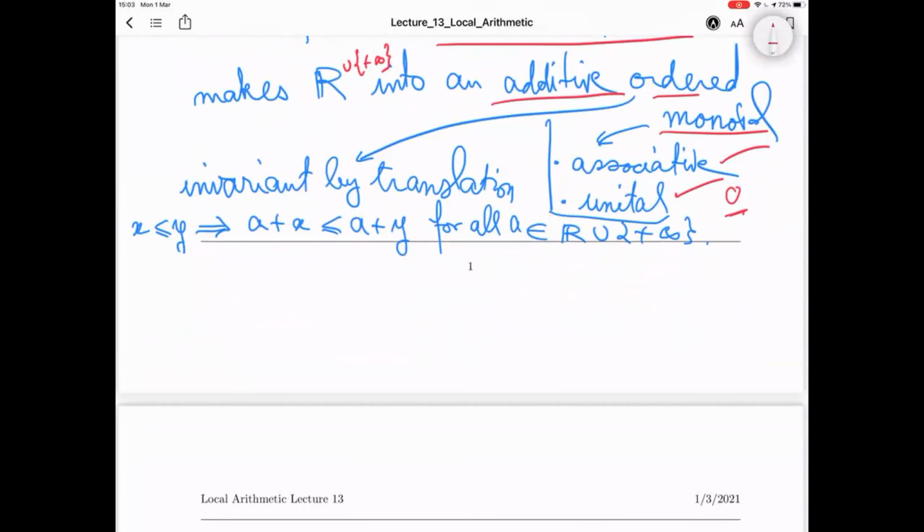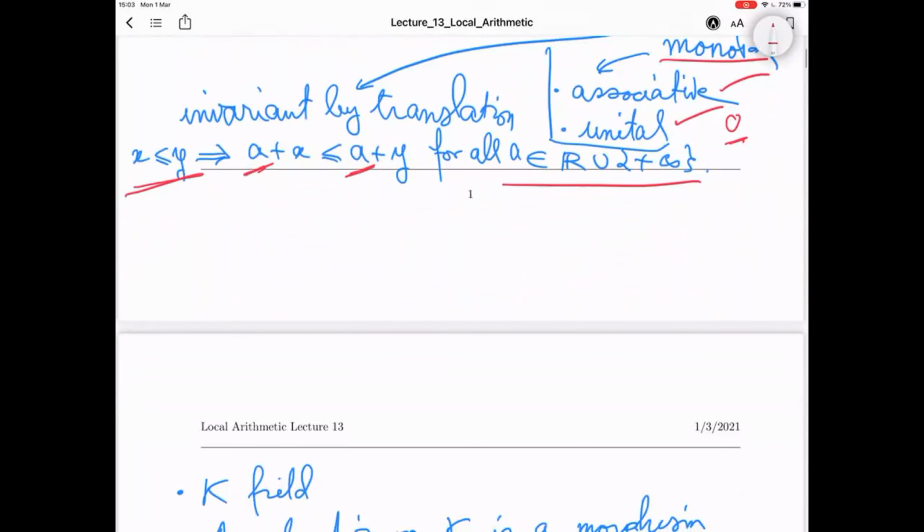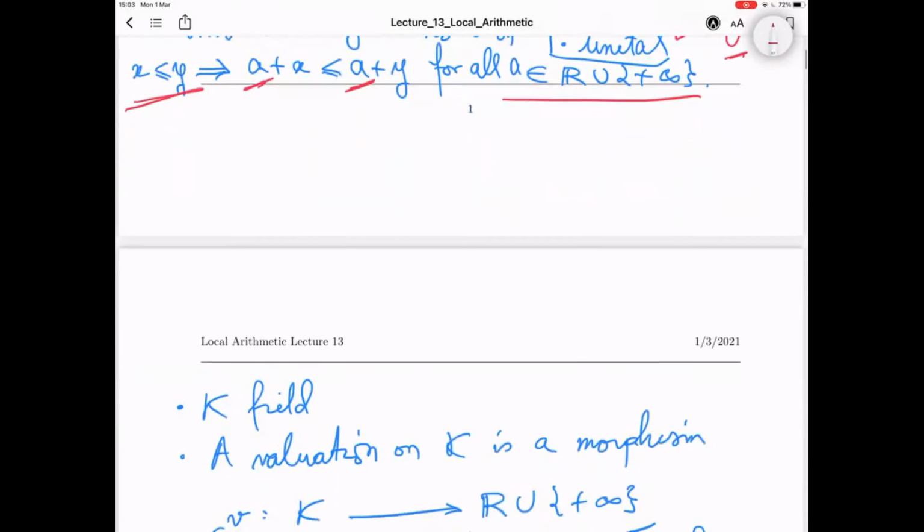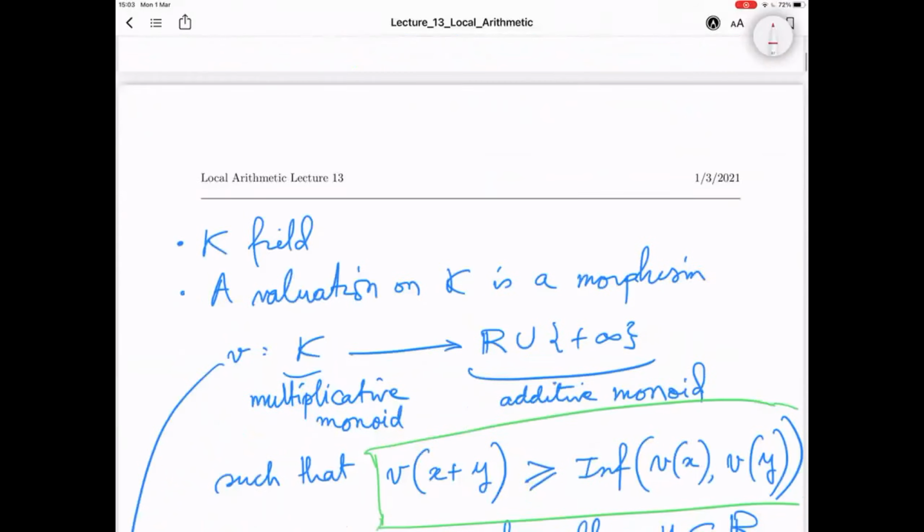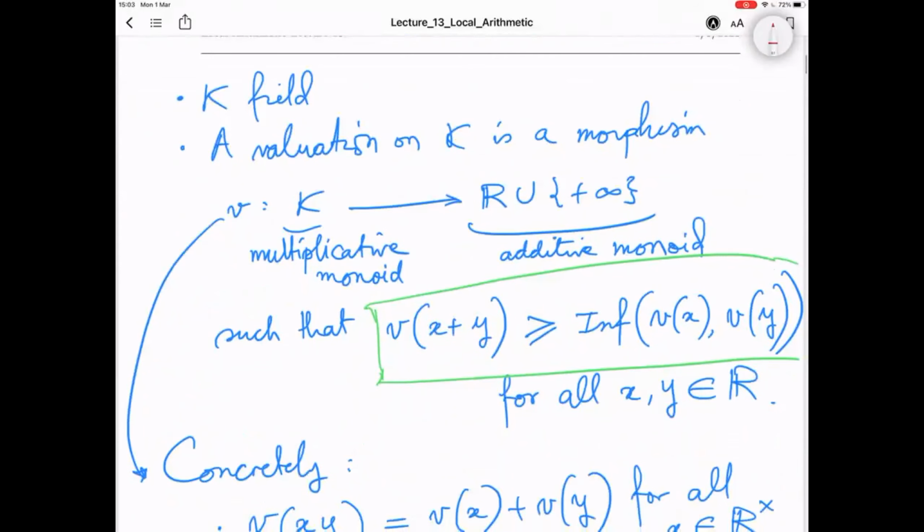And these two structures are compatible in the sense that translation by any element preserves the order. If X is less than Y, then A plus X is less than A plus Y for all A in R union plus infinity. Okay, so this is just a fancy way of saying things which you already know. Let's come to the real stuff today.